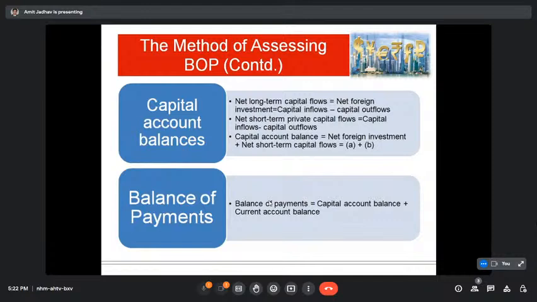Balance of payment is equal to the capital account balance plus the current account balance. So balance of payment means the balance in the capital account as well as the balance in the current account. That is known as the balance of payment.